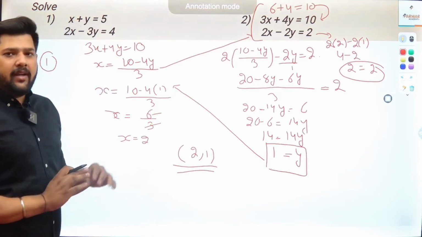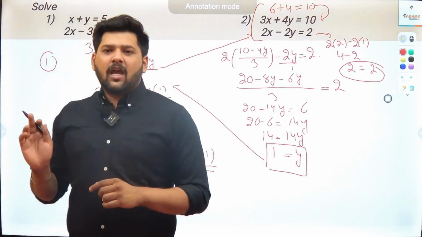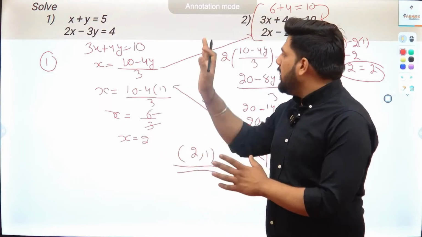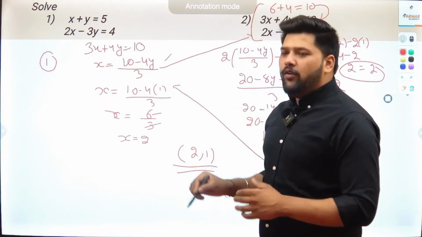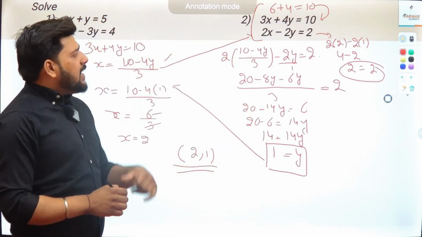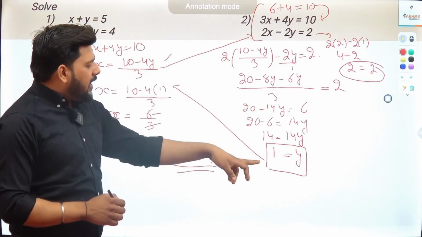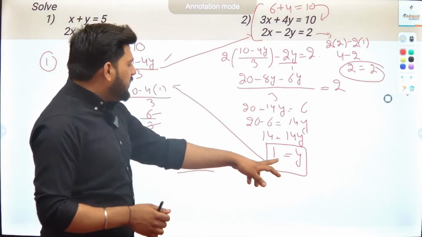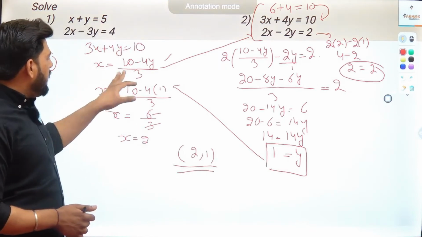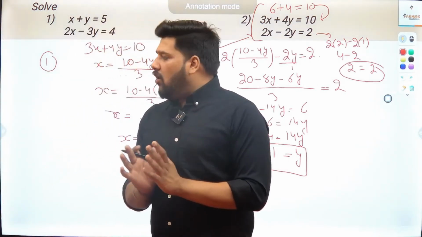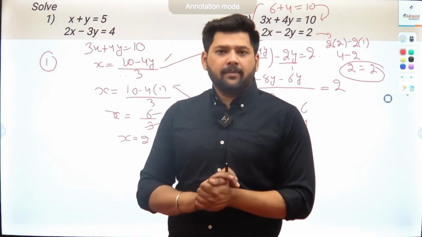Again I will repeat, in the substitution method the first step is we have to find the value of x or y from the first equation, that is like this. Then we have to substitute that value of that variable in the second equation. From there, after calculating, we will get the value of one variable, and after substituting that variable in this equation, we will get the second variable also. So this is the overall method, that is called the substitution method.